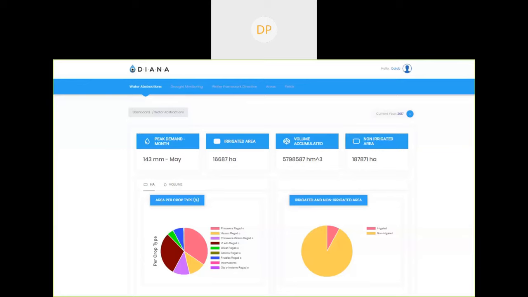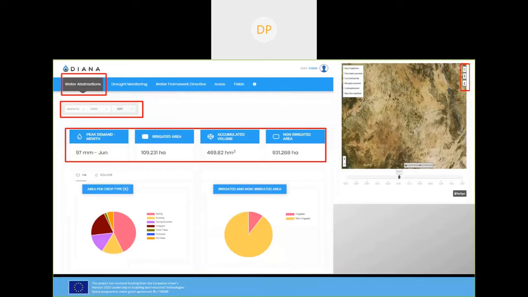Here you can see the platform, the Diana platform. Let's say that you're a water authority that wants to check for illegal obstructions. So you can see the first service, the water obstructions. You can log into the platform and you can find out on the first landing page very useful information such as the month that you had the most use of water, the volume of irrigated areas, the accumulated volume of the water that was used, the non-irrigated areas. But what is more important is that we also provide a visualization on a map. I will get into that in the next slide more.